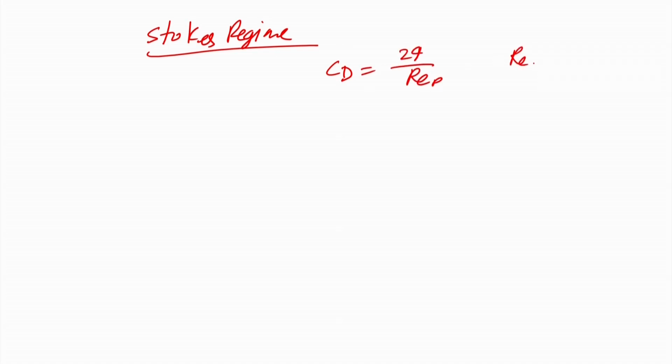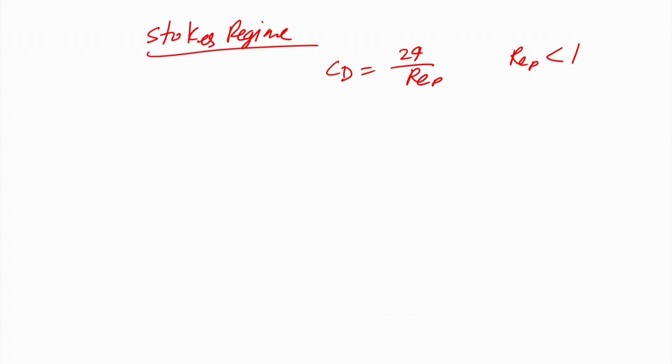So, now what we are going to do? We are going to solve the same equation for the Stokes regime. I hope you have done this in your undergraduate book, that Stokes regime means CD is equal to 24 by Re of particle. When Re particle is less than 1, then the Stokes regime is valid, and there CD is defined as 24 by Re.